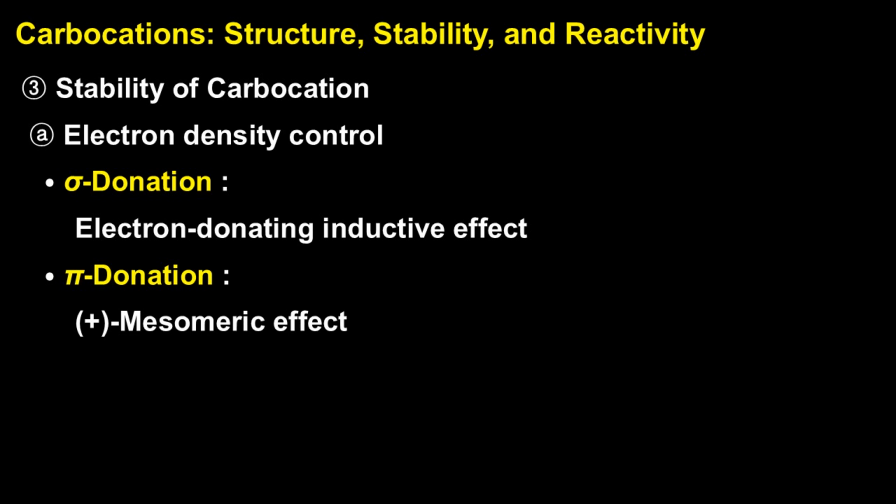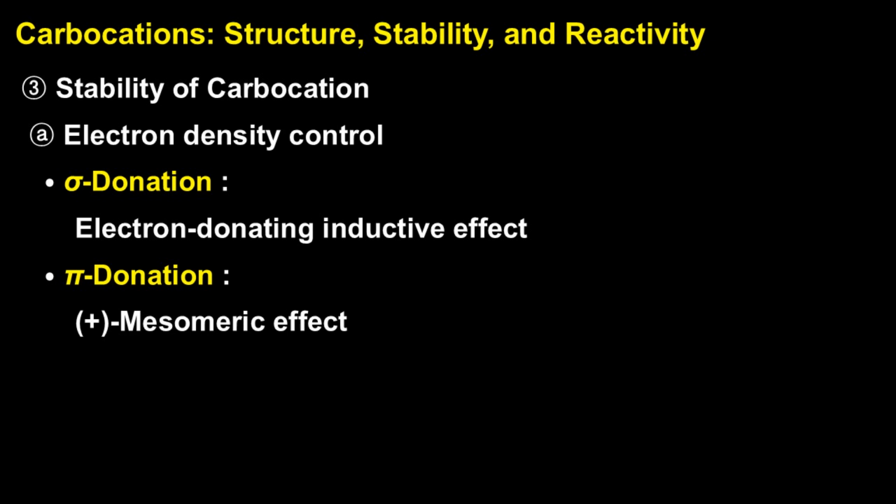There are 3 main effects that help carbocations stay more stable. The first one is called sigma donation, or more commonly, the inductive effect. This happens when surrounding groups, like alkyl chains, push some electron density toward the carbocation. Alkyl groups aren't super strong donors, but they are enough to make a difference. So the more alkyl groups you have around the carbocation, the more they help share the load. That's why tertiary carbocations, with 3 alkyl groups, are more stable than secondary or primary ones.